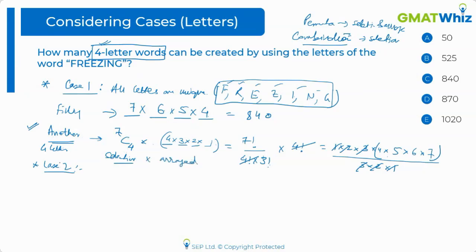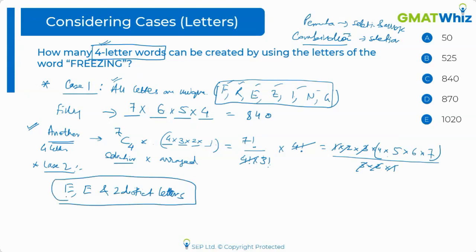Now what is case 2? Case 1 was all letters were unique. The second case, which is troublesome for me, is that I have 2 E's and 2 distinct letters. A case like the one I was talking about, FREE, in which there are 2 E's and 2 distinct letters. Now, these 2 distinct letters could be anything. It could be FR, FZ, IN, whatever. Now, understand the difference here because this is the tricky part.